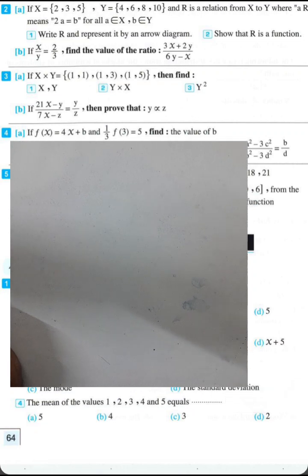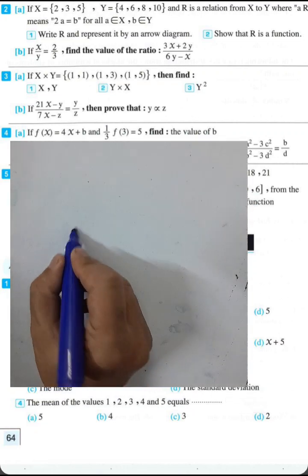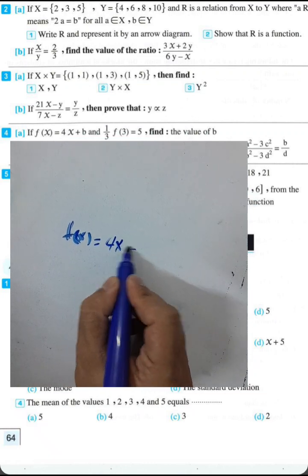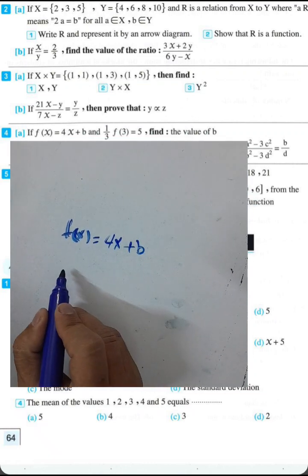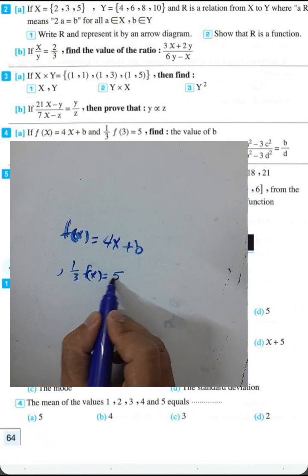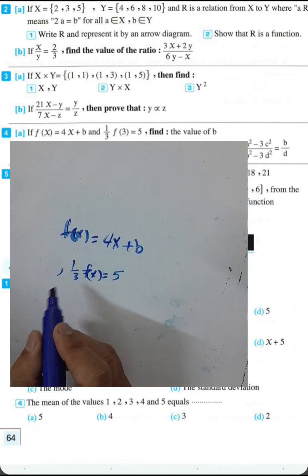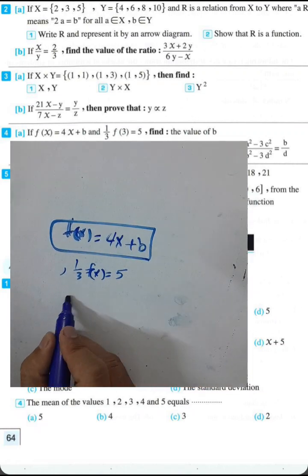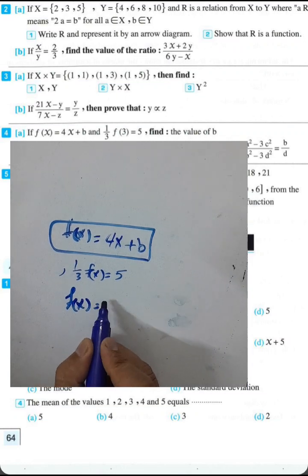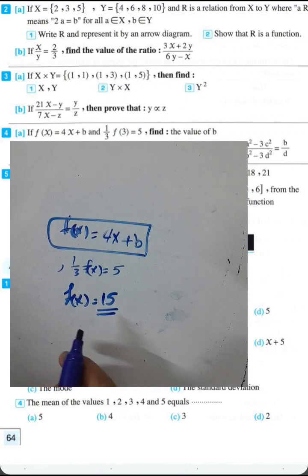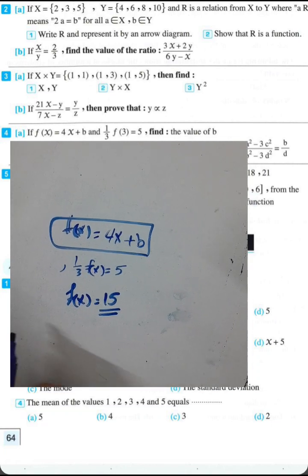Next example, letter A. If f of x equals 4x plus b, and f of 3 equals 5, you want to find the value of b. In this function, we can find here f of x, it will be 15. 15 times third, it will be 5. Okay, he wants to find what?